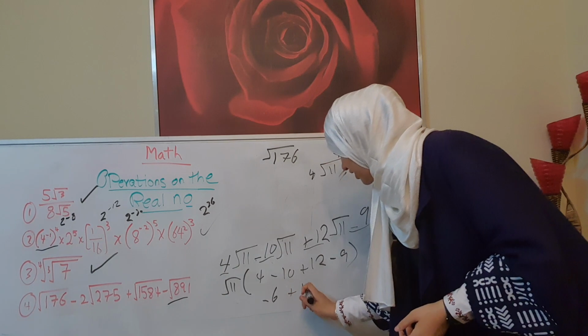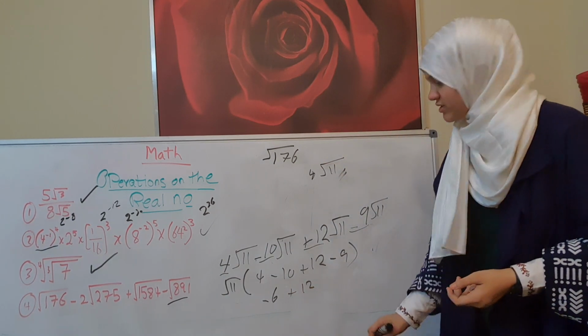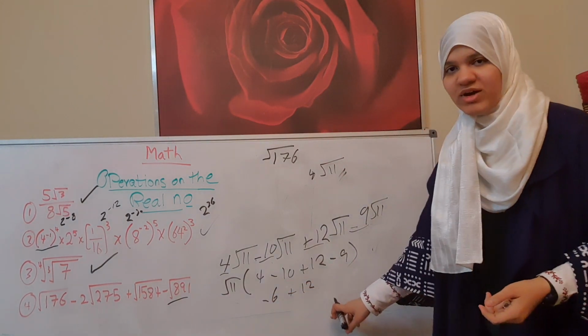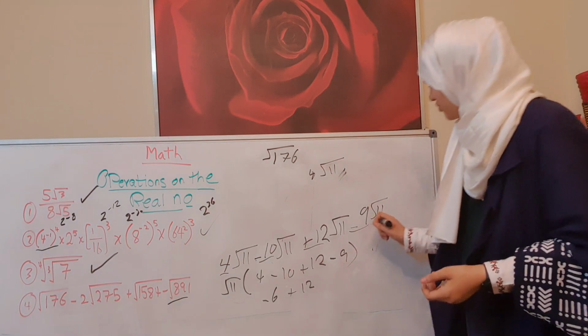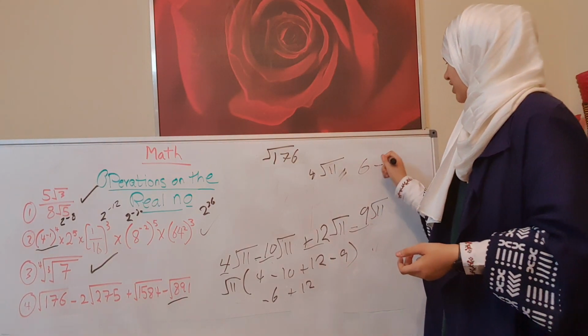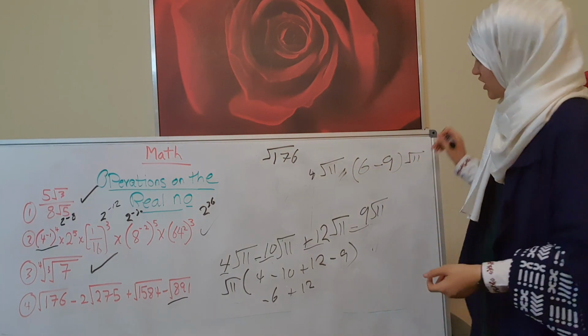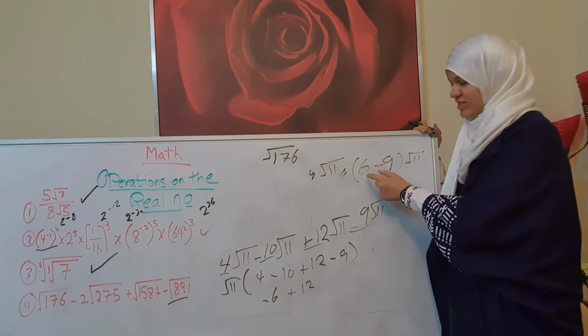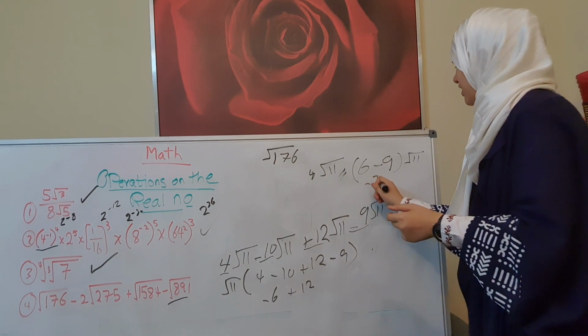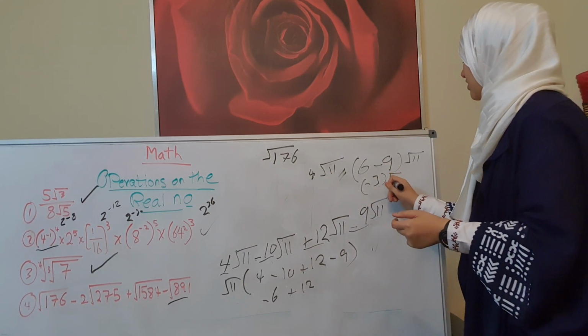Negative 6 plus 12, plus 12. Can you see? Yes. Negative 6 plus 12, it will be what? 6 only. So what we have? 6 minus 9, in the bracket of radical 11, of course. 6 minus 9 will be negative 3. In bracket, of course, times radical 11.